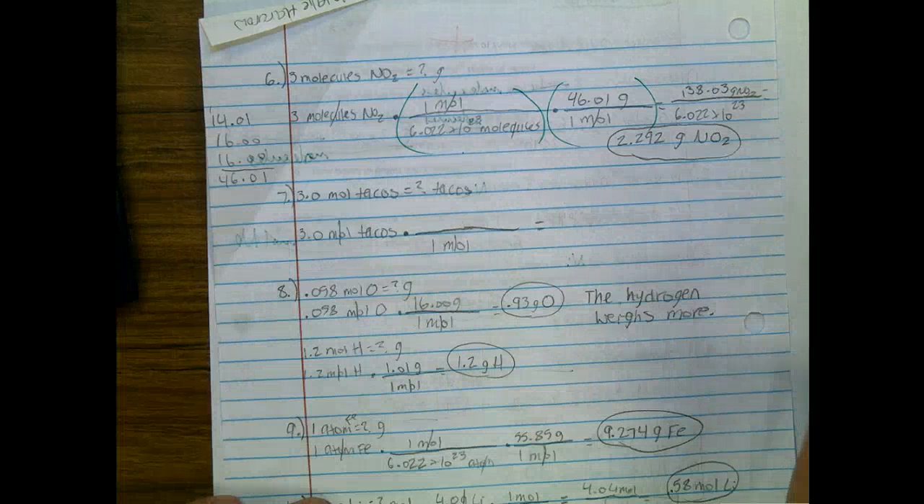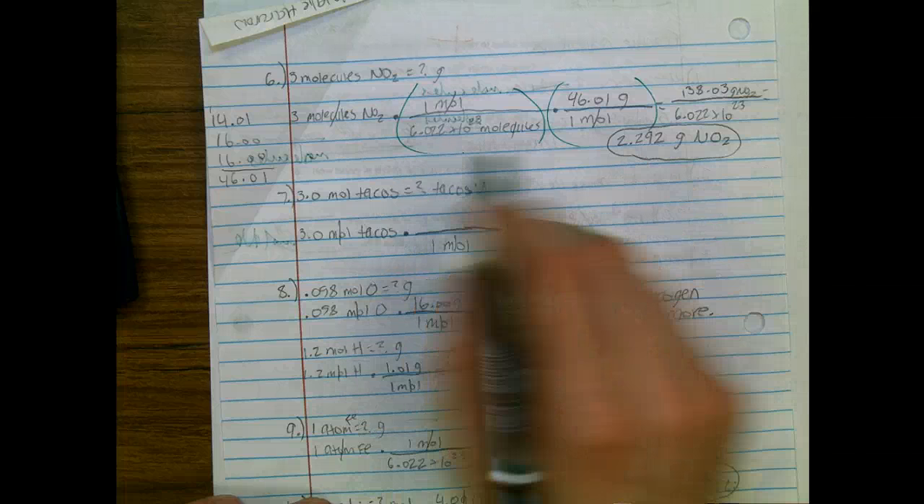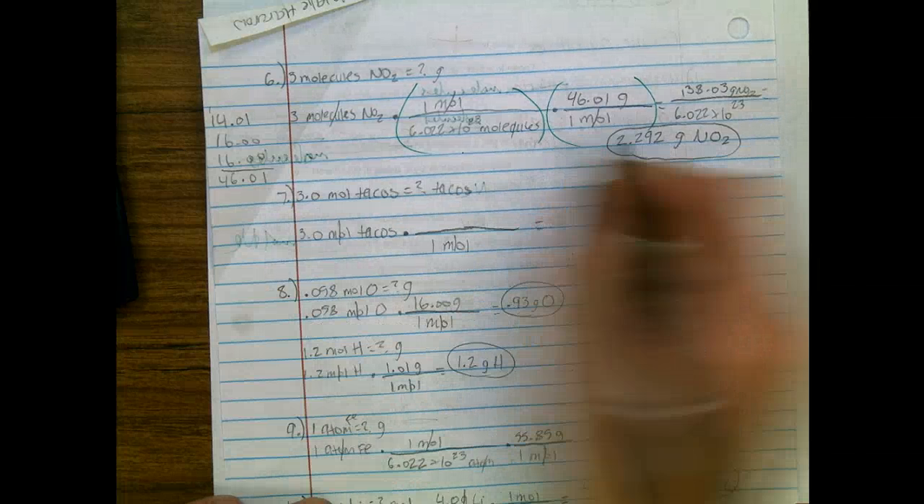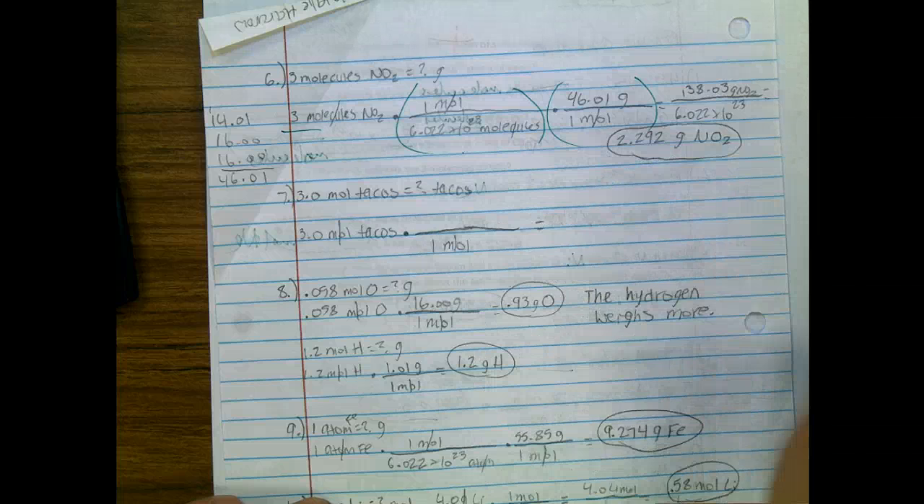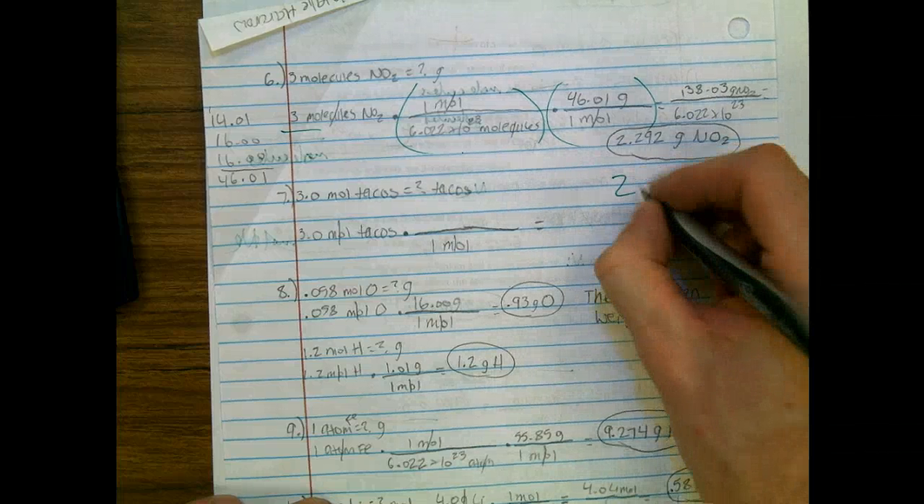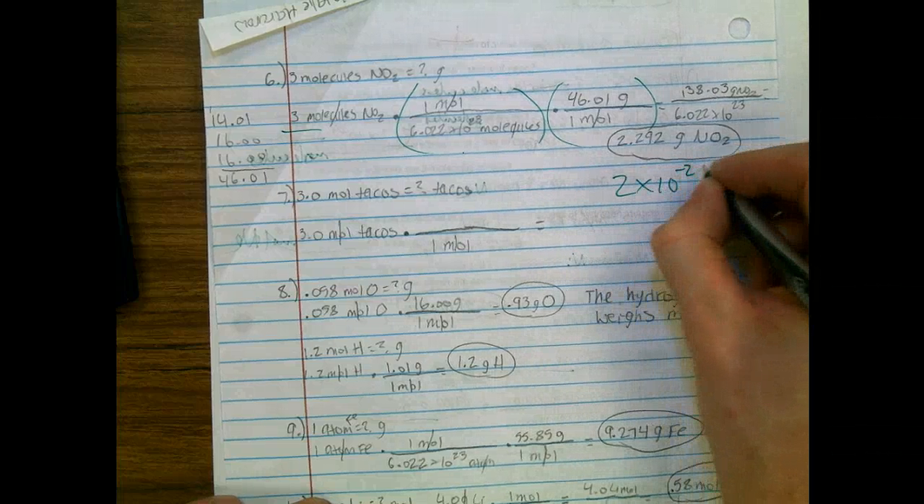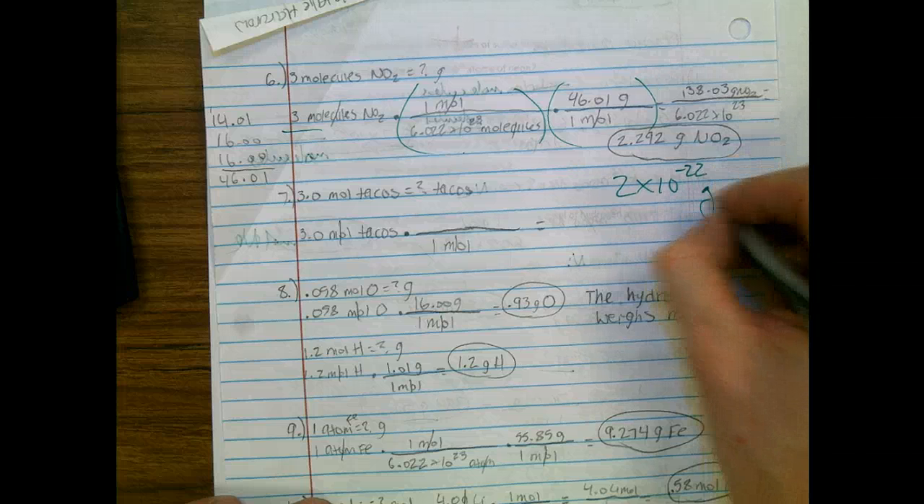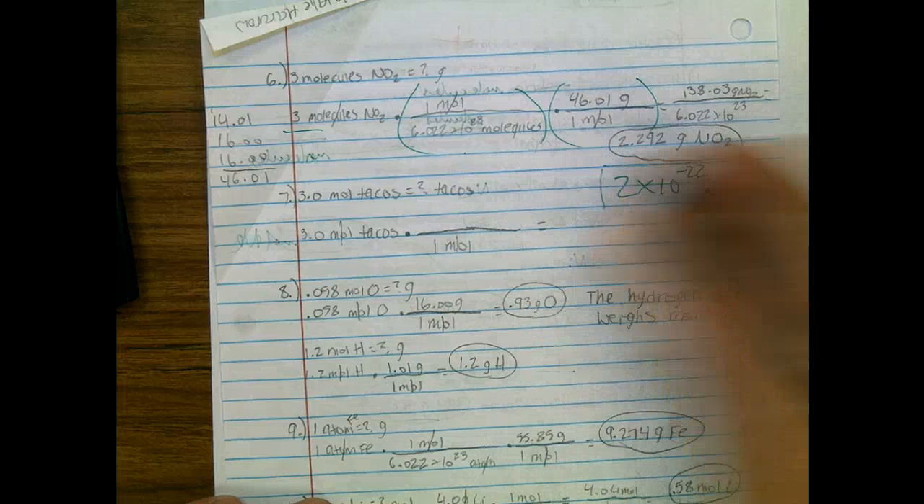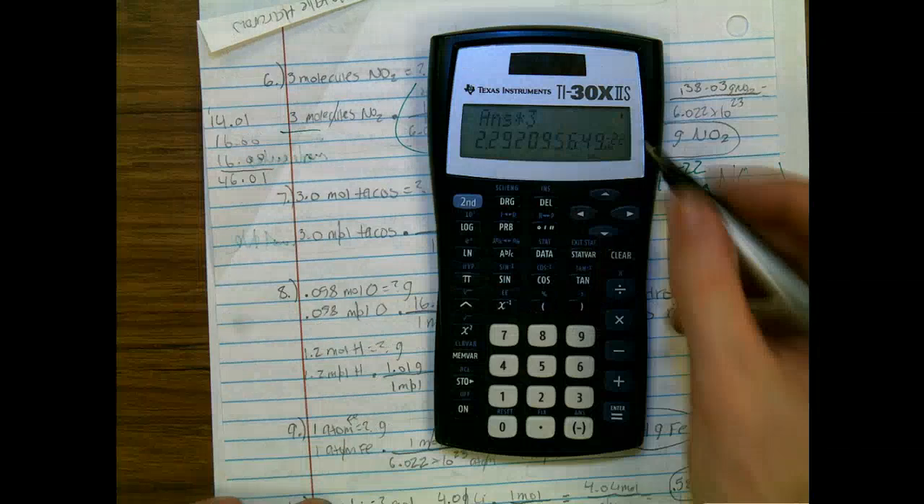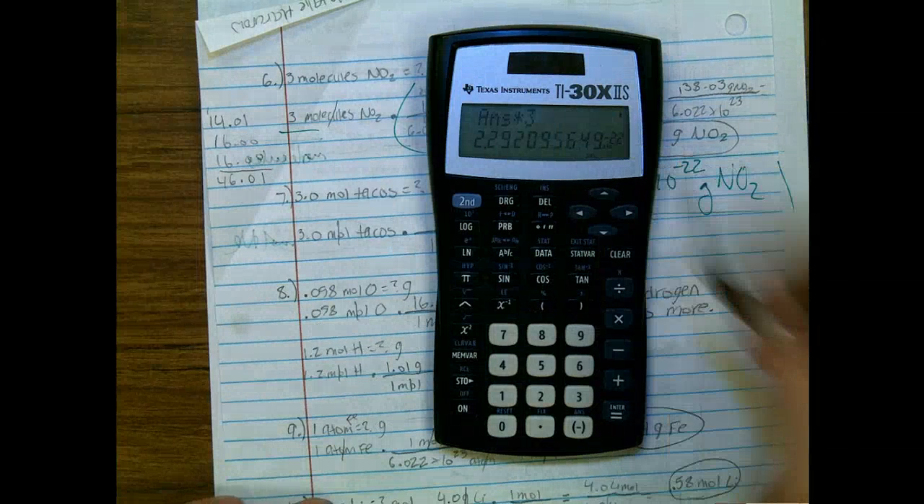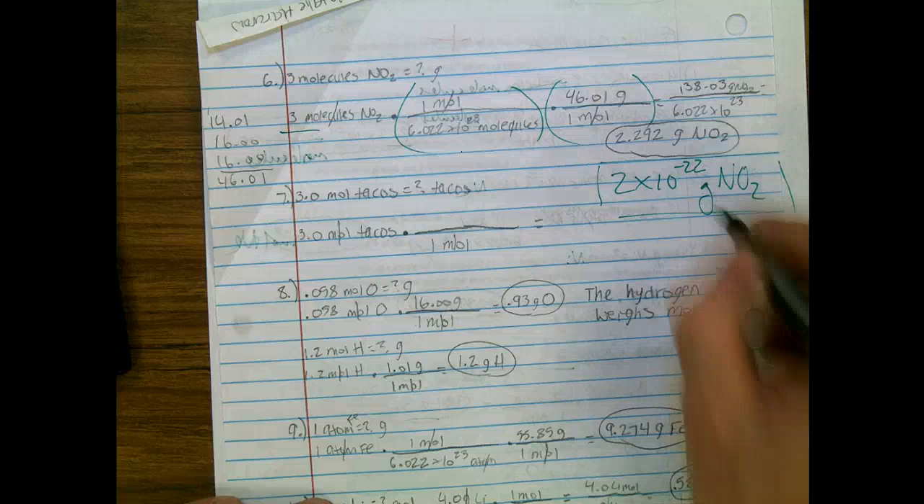And it ends up being 2.29. She needs to round this to what we started with, which is 1 sig fig, so the correct answer is 2 times 10 to the negative 22nd grams of NO2. Again, what she should have done is checked on the far right of her calculator, and she would have seen that there's scientific notation there when that's typed incorrect. So always double check that.